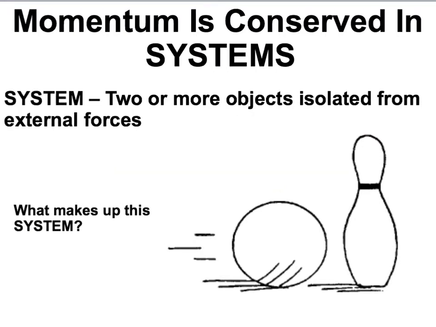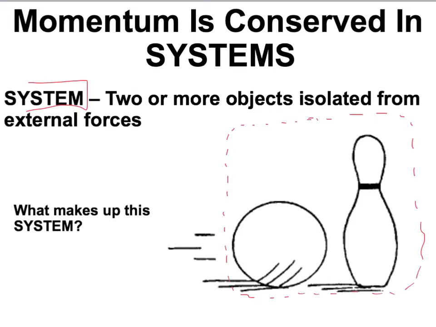Now you can look at the bowling ball and the bowling pin as a system too. So, what's a system? It's going to be two or more objects isolated from external forces. A lot of times in physics, a dashed line will be drawn to define a system. So what makes up this system? Let's draw a dashed line around it. And the system in this case is going to be the bowling ball and the bowling pin together.